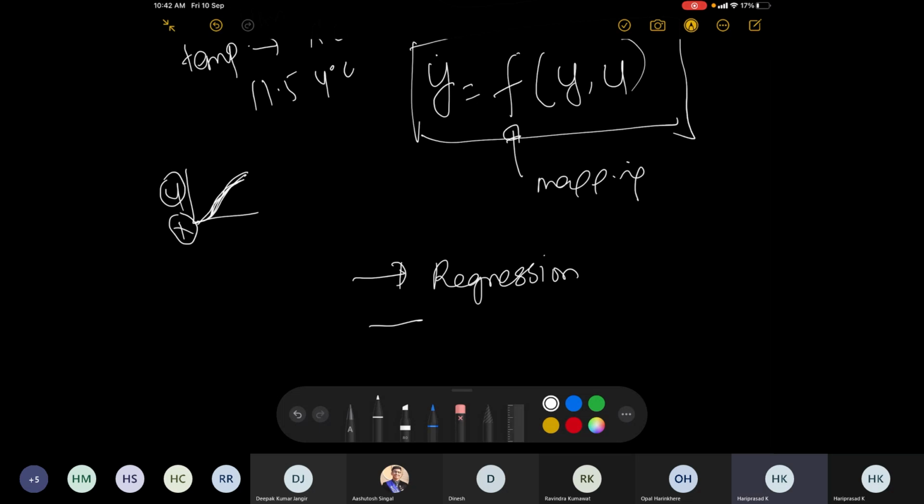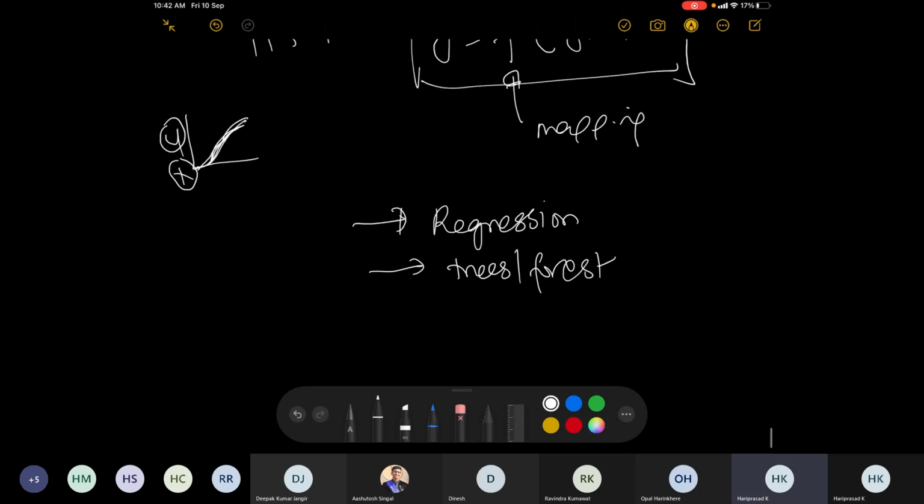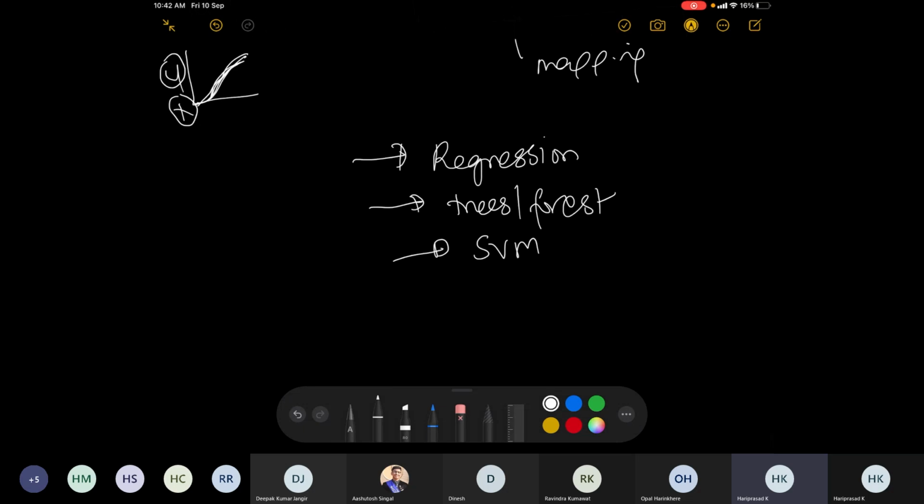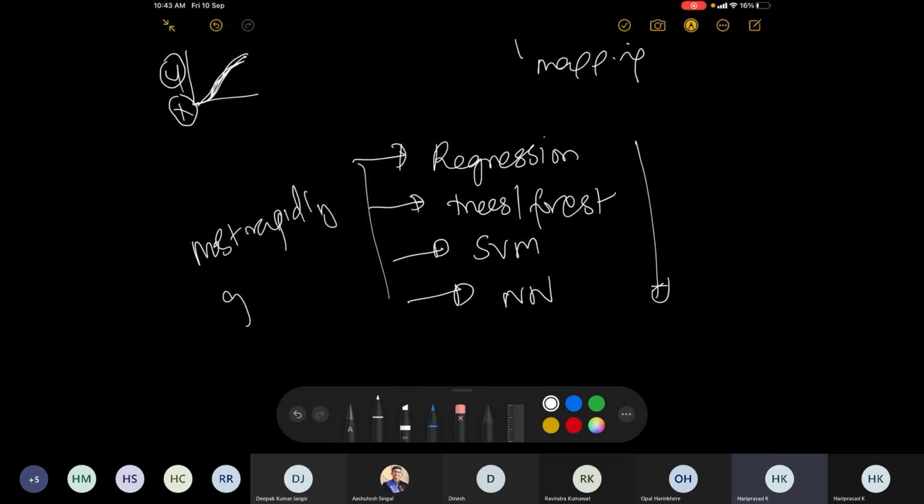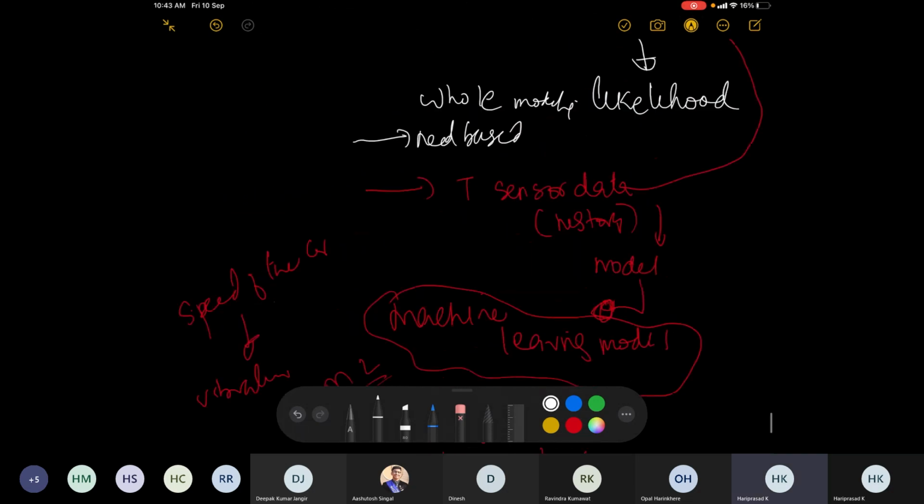Starting from regression, okay. Then you might have heard about trees and forests. Okay, then there is support vectors. People call it a support vector machine. Okay. Then neural network, so on and so forth. Many, and of course, probably the most rapidly growing area. Everybody is now interested because you have a lot of data available.